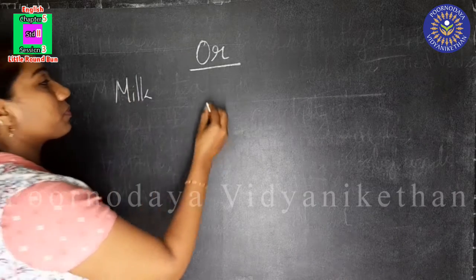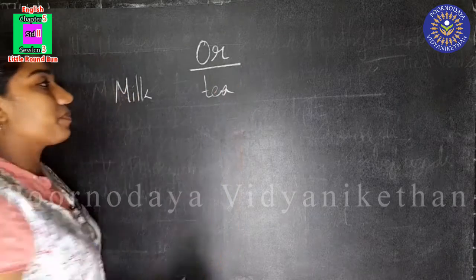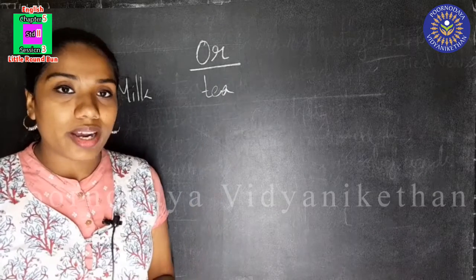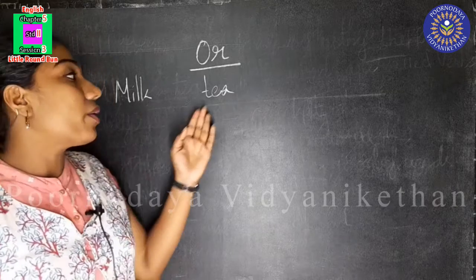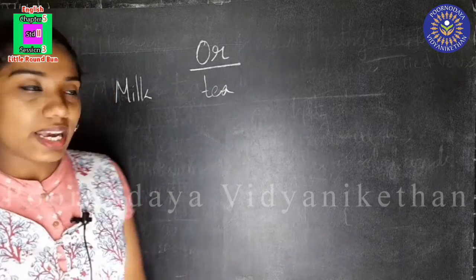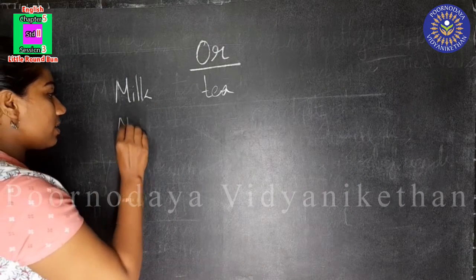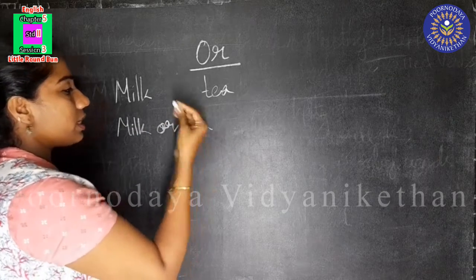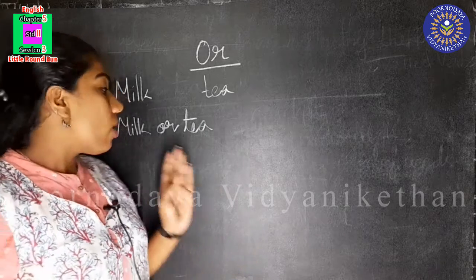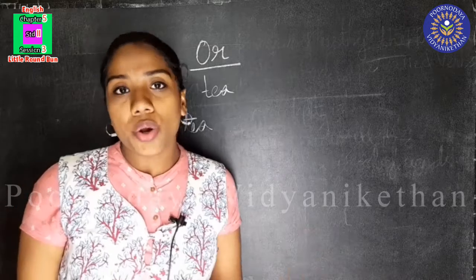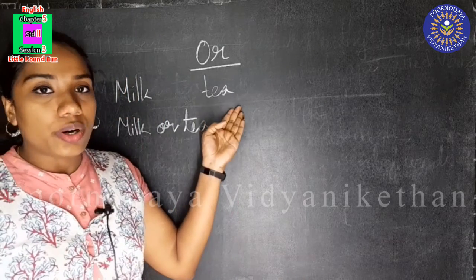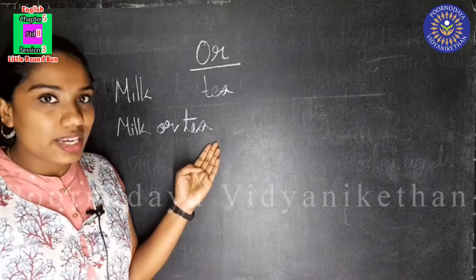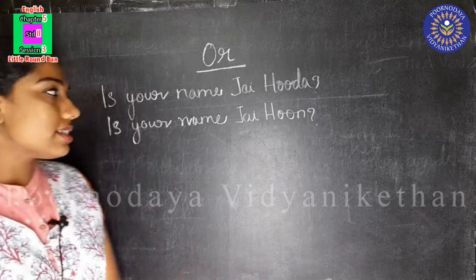Milk, tea. Now, we can join these two words using or. How can we join it? Milk or tea. So, we can join it like this. Milk or tea. Or is used to show choices. So we have two choices here, milk or tea. So how can we join it? Milk or tea.